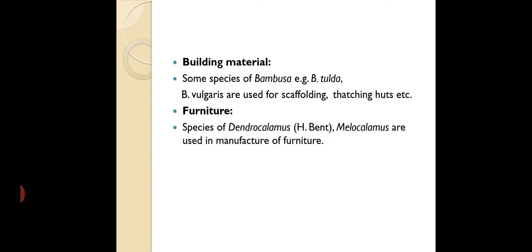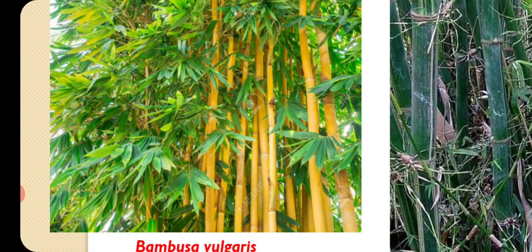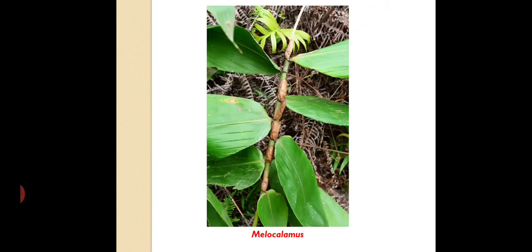Then building: some of the Poaceae members, for example Bambusa and Dendrocalamus, are used as building materials and furniture. Here we can see Bambusa vulgaris, that is the yellow bamboo. It is also used as an ornamental variety. And this is Bambusa tulda; these two are used as building materials. And this is Melocalamus, the climbing bamboo. Okay, climbing bamboo.